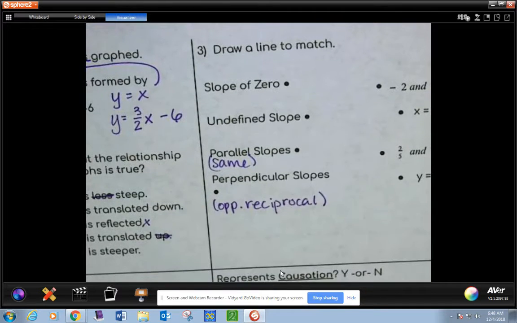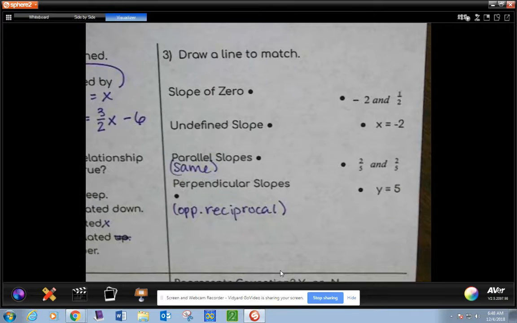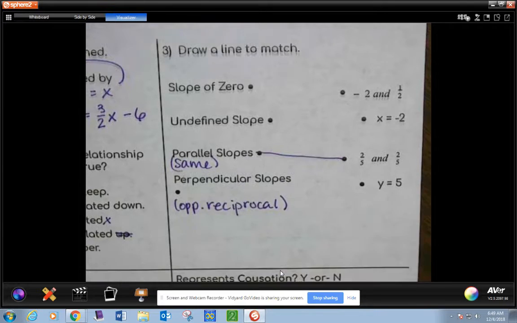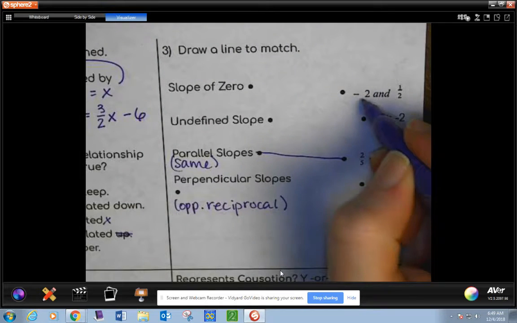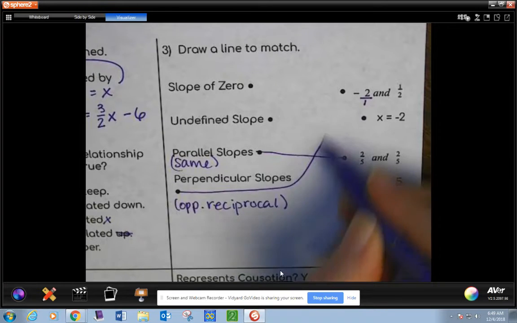So I'm going to take care of my parallel and perpendicular slopes first because those are two that we've worked with lately that you should know. So parallel slopes are the same. Well, the only one that has the same slopes are the 2/5 and the 2/5. Now, perpendicular slopes are opposite reciprocals. So if you come up here and look at this -2 and turn it to a fraction, that is opposite reciprocals.